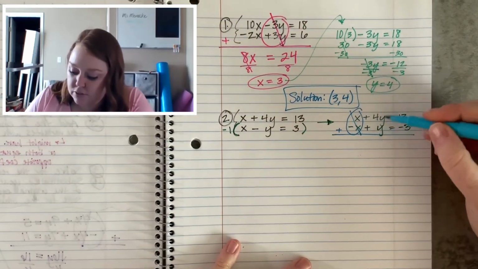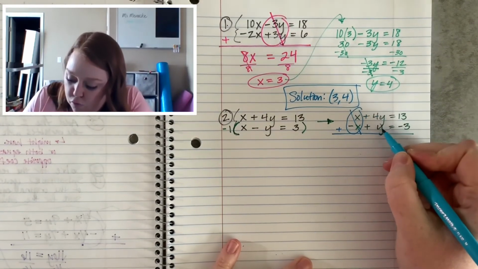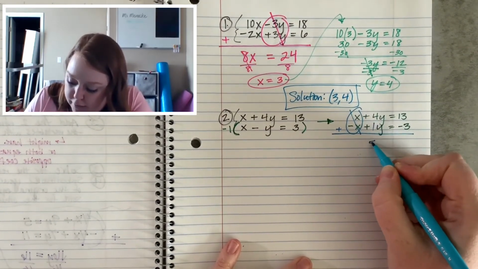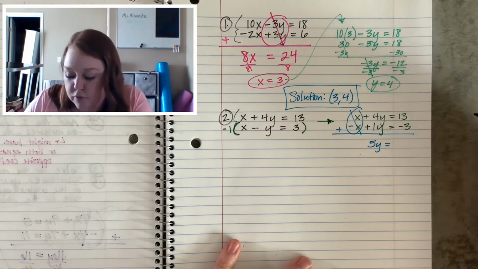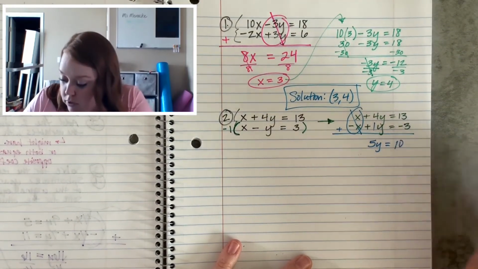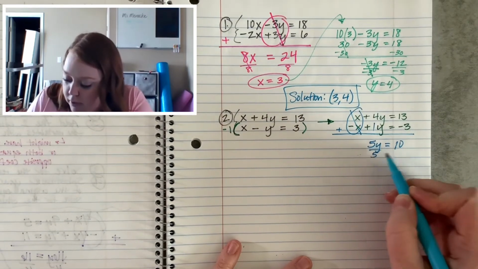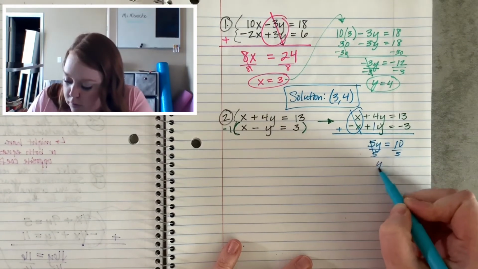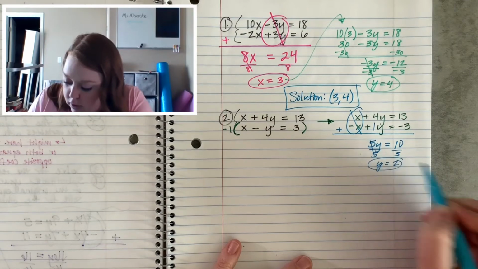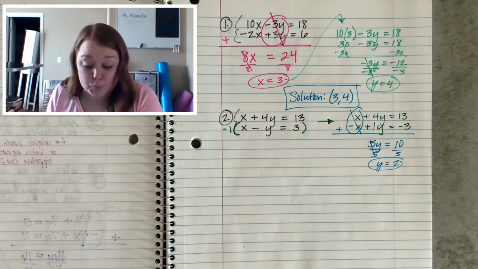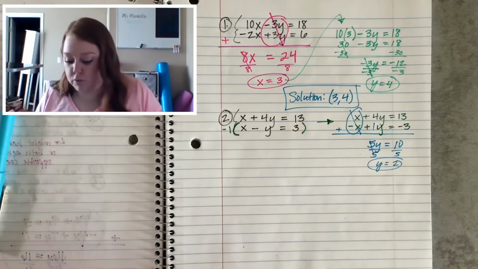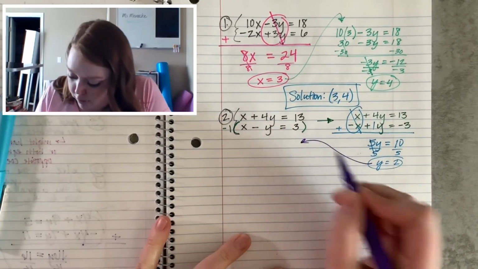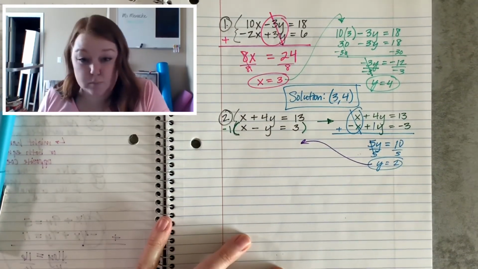X's eliminate, so now I'm just focused on the y's. 4y plus y is 5y. 13 plus negative 3, that's the same as 13 minus 3, which is 10. Got to get y by itself. So I think we can all see that y is equal to 2. Okay, now we take this answer, y equals 2, and I'm going to go over here. I'm going to plug that 2 in somewhere.